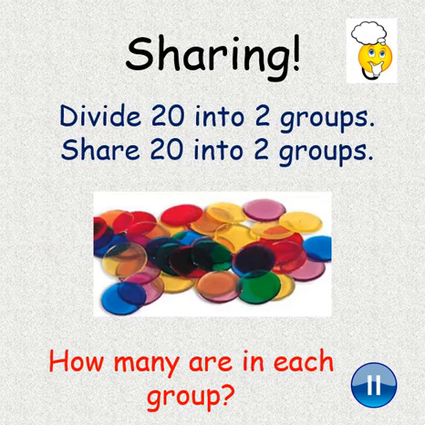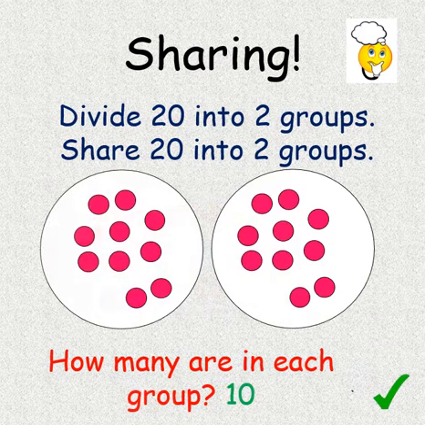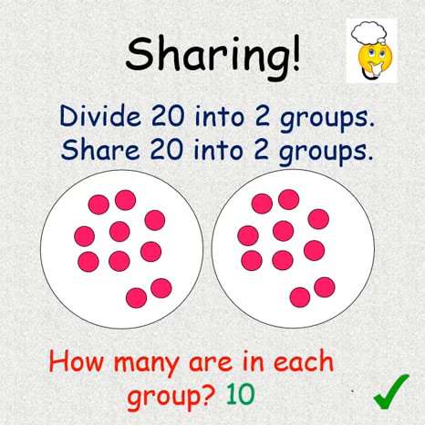Using your counters, I would like you to have a go and divide 20 into 2 groups. So remember, divide means the same as share. So divide 20, share 20 into 2 groups and work out how many are in each group. Pause the video here and have a go. Well done, everyone. Now you should have worked out that 20 shared between 2 groups, divided into 2 groups, is 10. There are 10 in each group. So well done if you got that right.